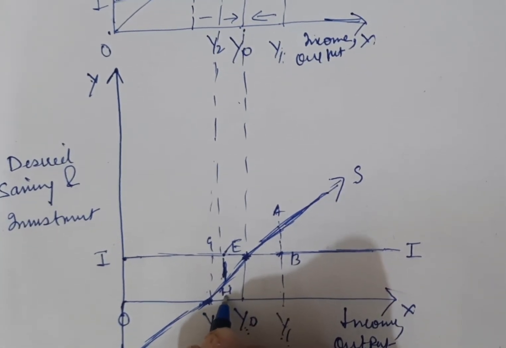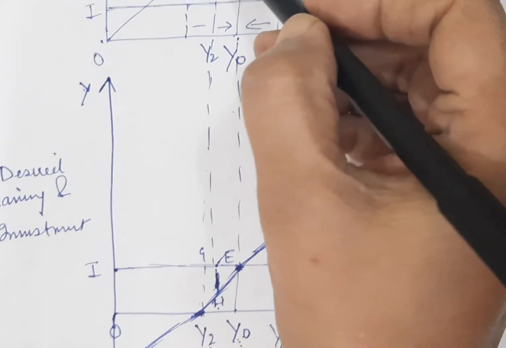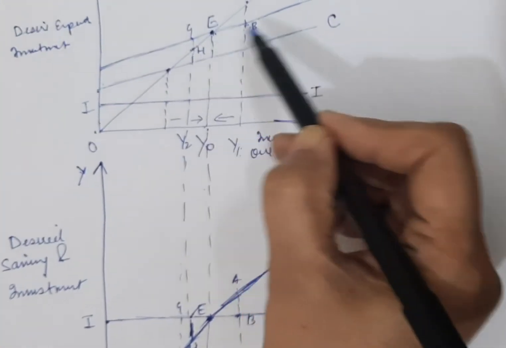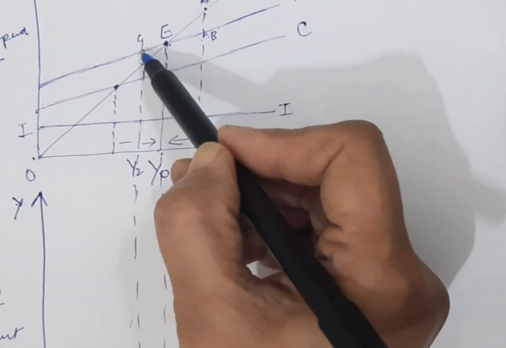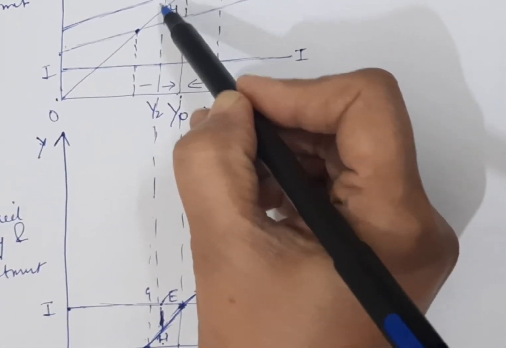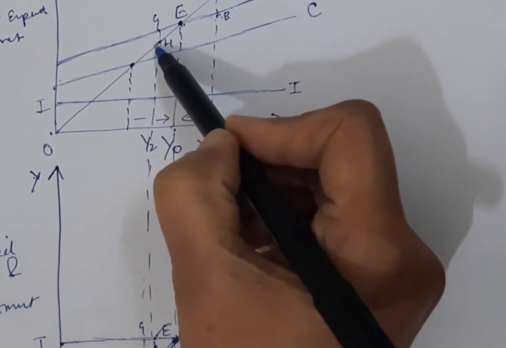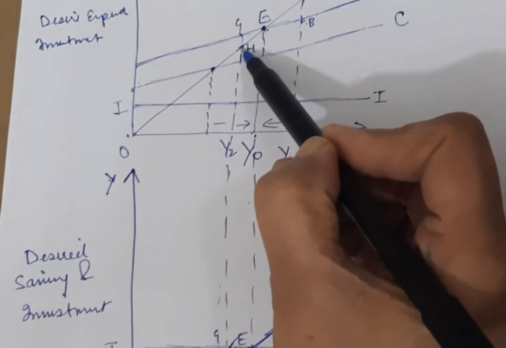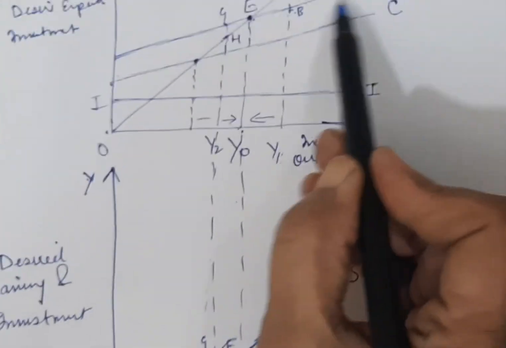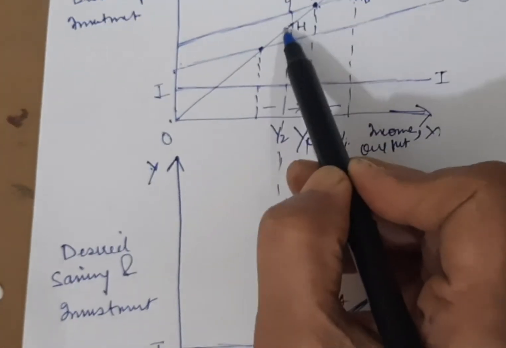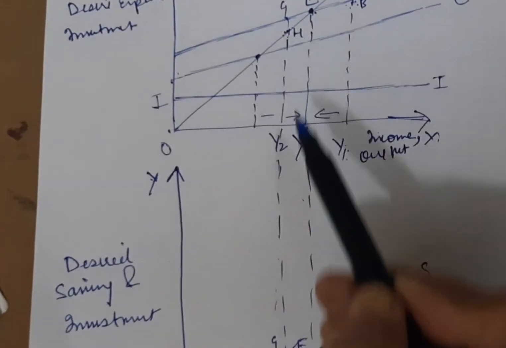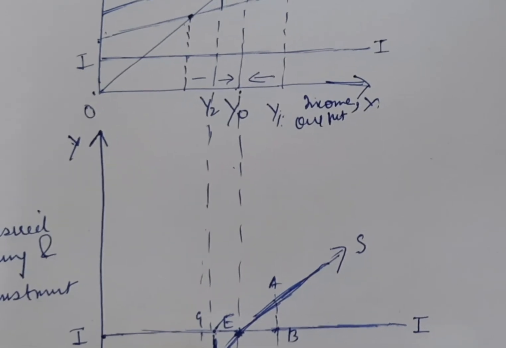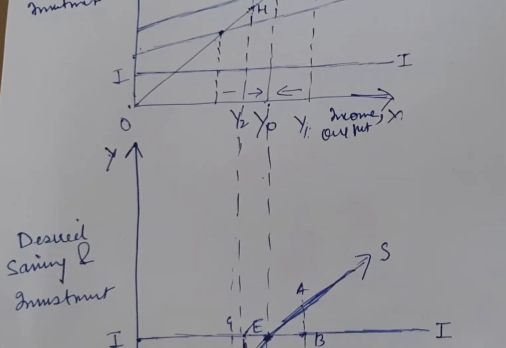As a result, the demand for goods, again in the top panel, will be more. You can see the aggregate expenditure curve is above the aggregate supply curve by the GH amount. This means that the demand for goods will be more than the current production by the GH amount, due to higher consumption expenditure, as the saving of the household is low, right?